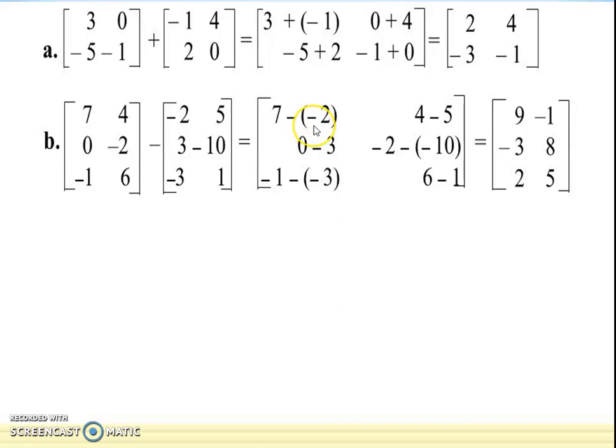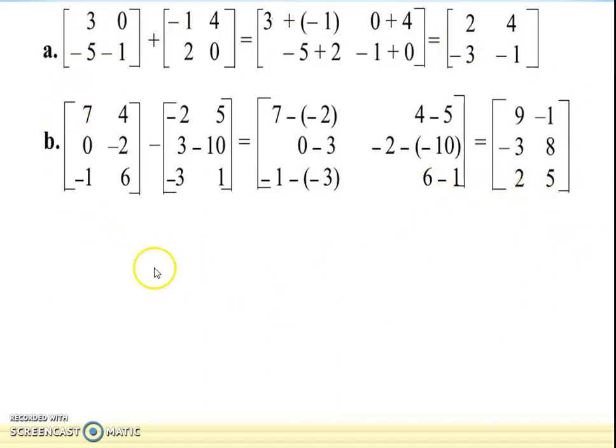So 7 minus of minus 2: minus minus becomes plus, 7 plus 2 is 9. 4 minus 5: 5 is bigger than 4 and the middle sign is negative, so it is minus 1. Next, 0 minus 3: the entry remains the same, so it is minus 3. Minus 2 minus of minus 10 is minus 2 plus 10, which is 8. Minus 1 minus of minus 3: minus minus becomes plus 3, plus 3 minus 1 is plus 2. 6 minus 1 is 5.